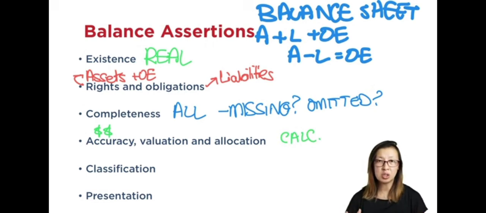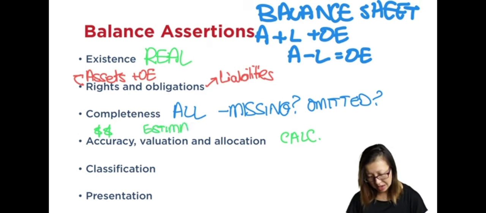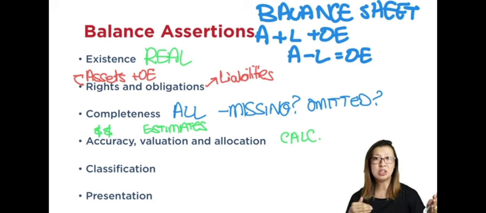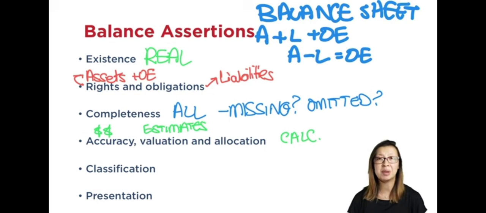So when we say valuation, sometimes we might need to be using estimates. Have we calculated everything using the right methodology, using the right assumptions, and then following the right directions in the calculation procedure? And then allocation. So where things might need to be allocated between, for example, an asset and the contra asset of accumulated depreciation, has that been allocated correctly?